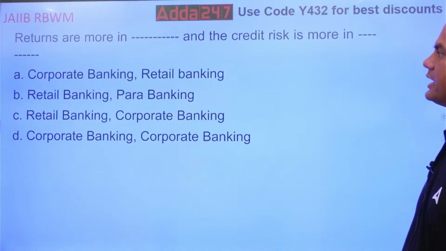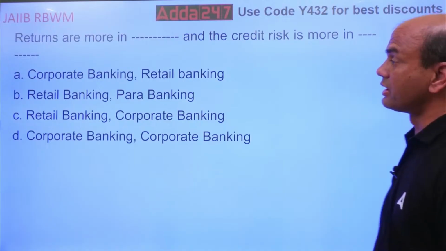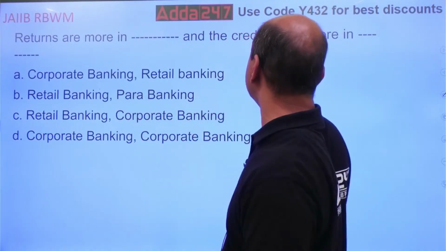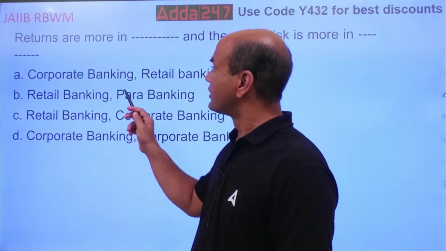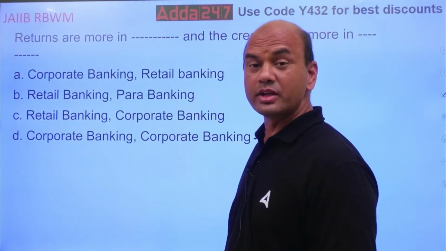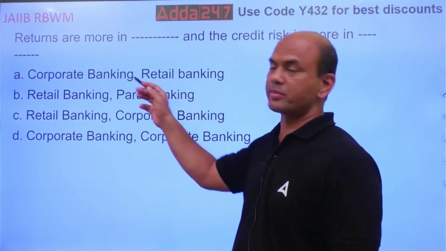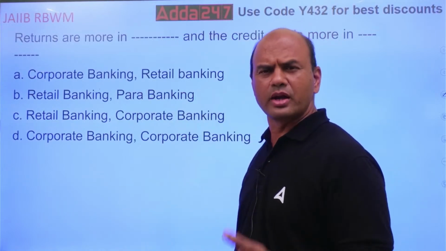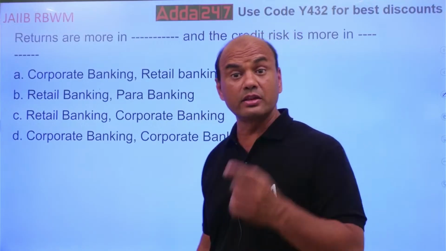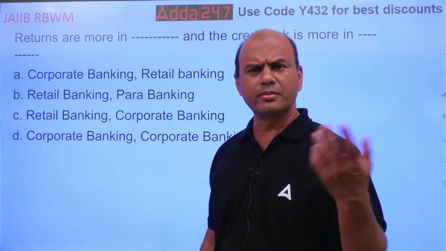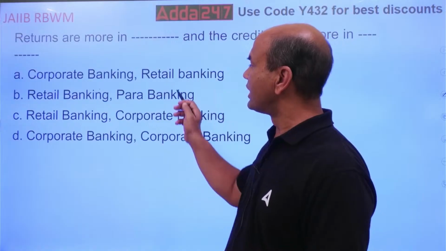Returns are more in dash and the credit risk is more in dash. Now, returns are more in dash. Here, corporate banking, retail banking. Retail banking, para banking. Credit risk is more in para banking. What is para banking? Okay, what is corporate banking? Corporate banking means giving the loans to the huge companies. Around 100 crores, 200 crores, single loan. So giving loans to the huge companies, big companies. Retail banking you already know.